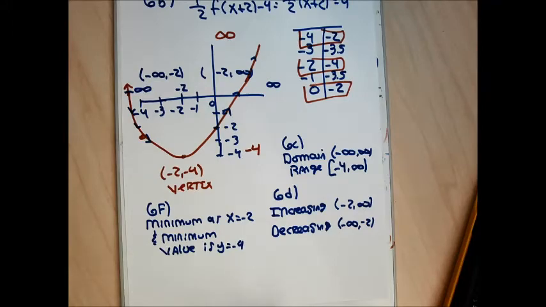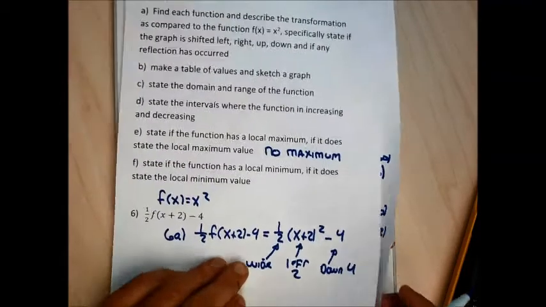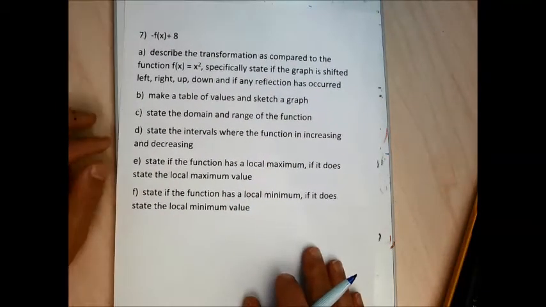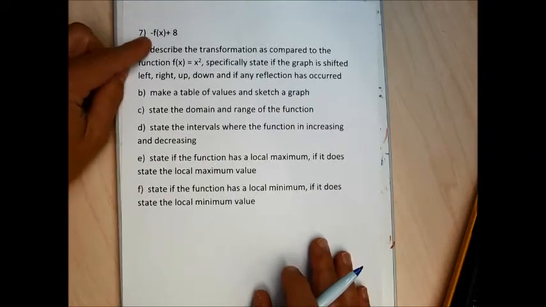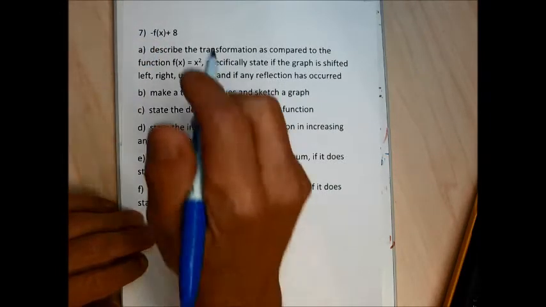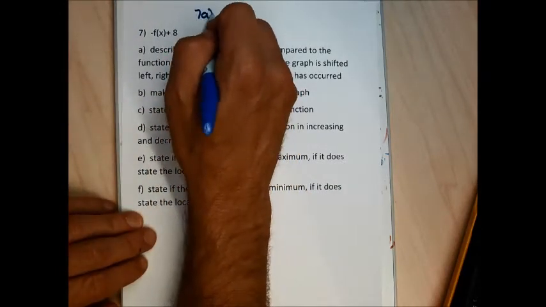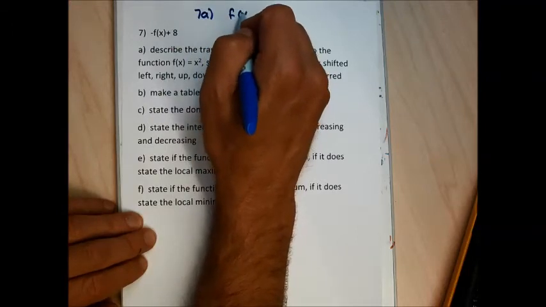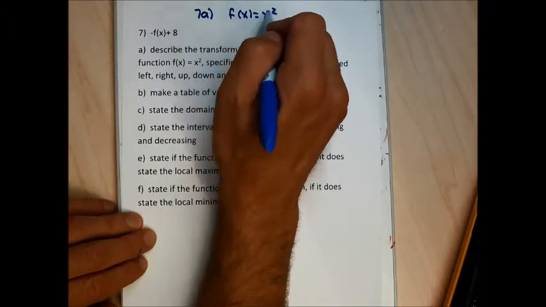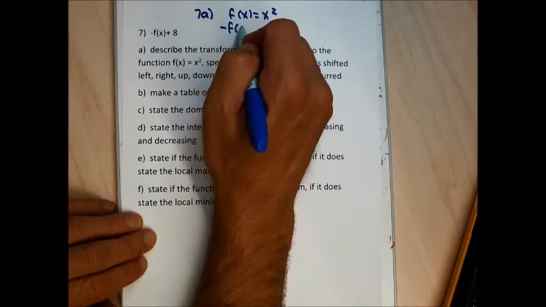Alright, so that's everything for problem 6. Move on to problem 7. Part A of number 7, I'm supposed to find the function -f of x plus 8. So when I go to do part A, the function I'm starting with is f of x equals x squared. I'm supposed to find -f of x plus 8.